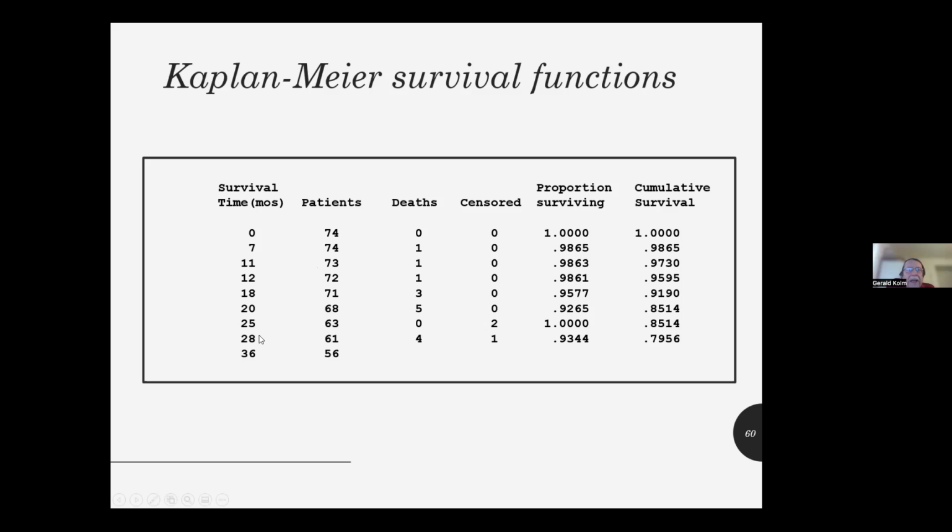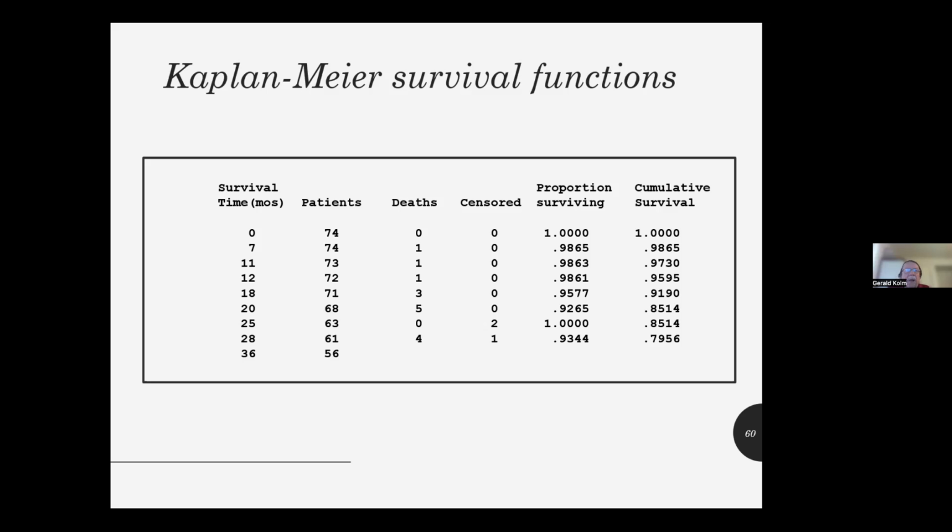You see at 28 months, we have 4 deaths. We also have 1 censored. So at month 28, we actually lose 5 points. At month 36, we only have 56 patients left in our study that have either died or been lost to follow-up.